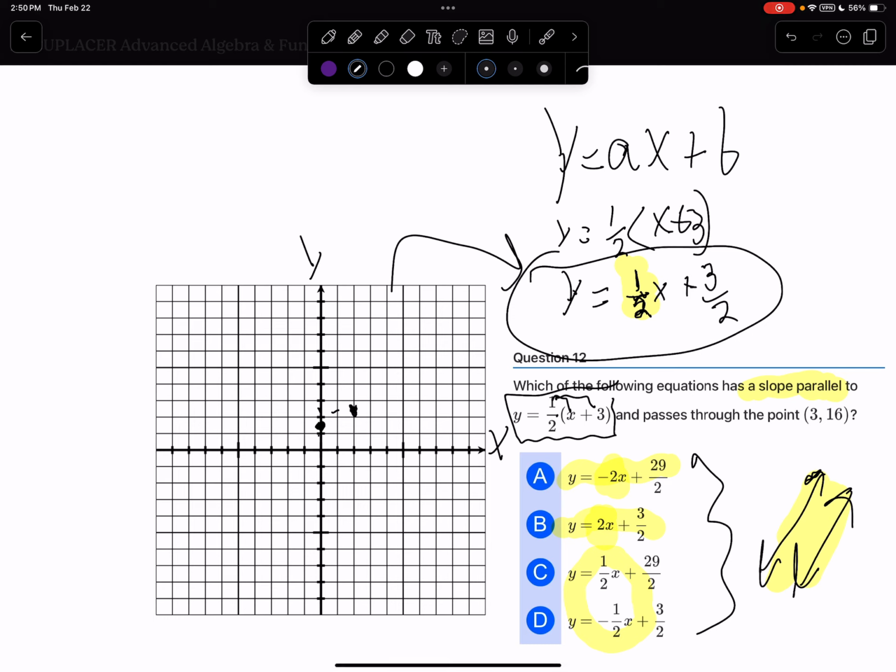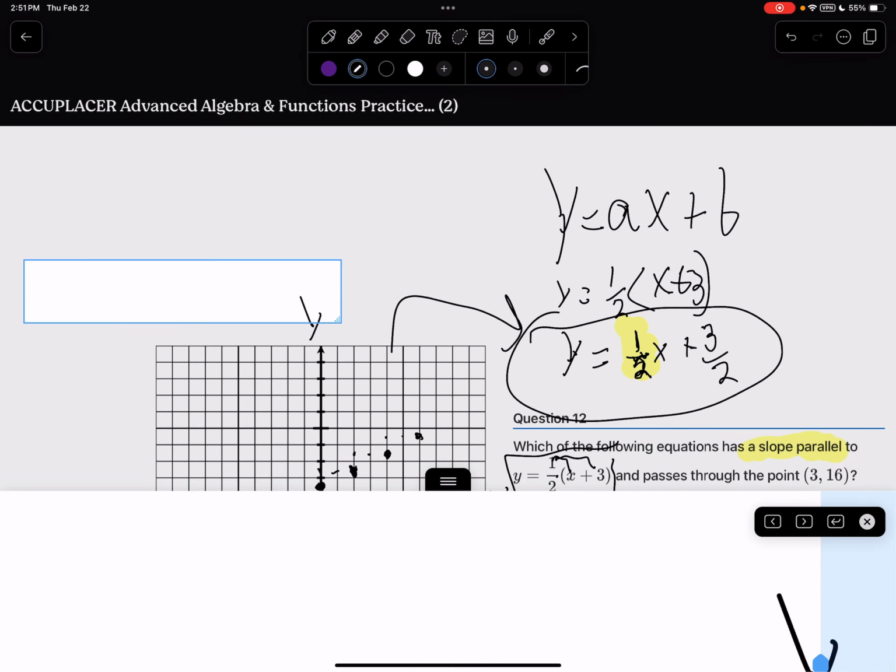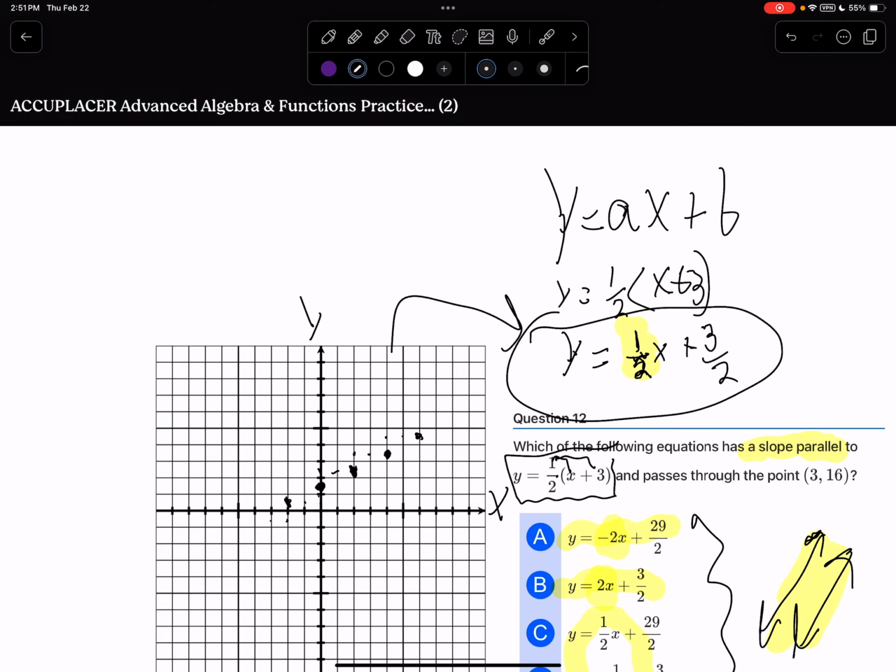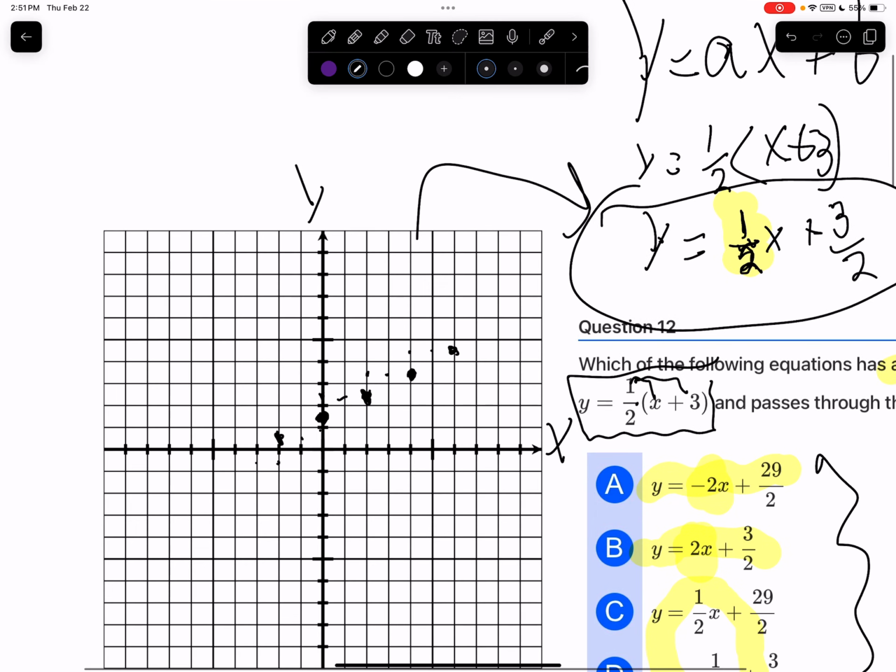From there, I do the same thing: up 1 and over 2, and that's my next point. Up 1 and over 2 again. I could also go down 1 and over 2 over here. Whoops, let me close that off, whatever's going on here. So you can get a good idea that your line is going to look something like that.